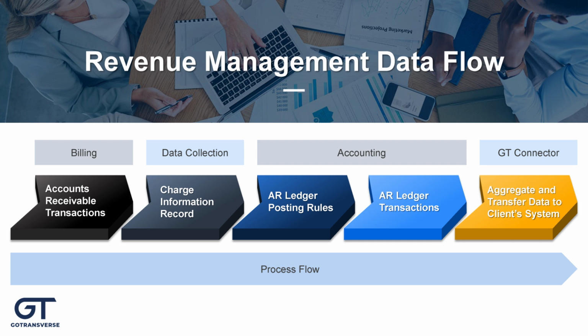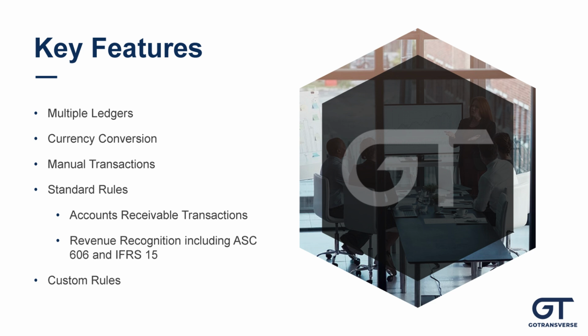Finally, using the GT connector application, companies can control how these transactions are aggregated and transferred to their target system, typically an ERP system. One of GT Revenue Management's most powerful features is the ability to use multiple ledgers, which we'll discuss in more detail a bit later. A ledger can be set up to convert to a single currency using currency rate sets provided by Oanda or by the customer.